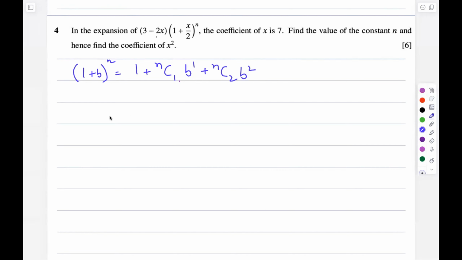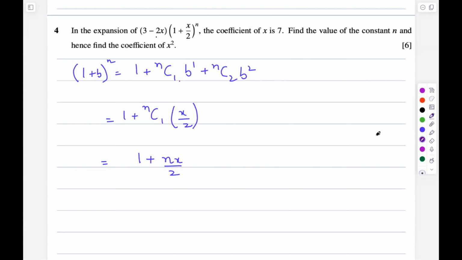So expanding this, we'll get 1 plus nC1. So that will be nC1 and b is x upon 2, so that will be x upon 2. And as we just need the coefficient of x, we'll just expand it up till here. Now nC1 is equal to n. So we can simplify to write it as 1 plus nx upon 2.